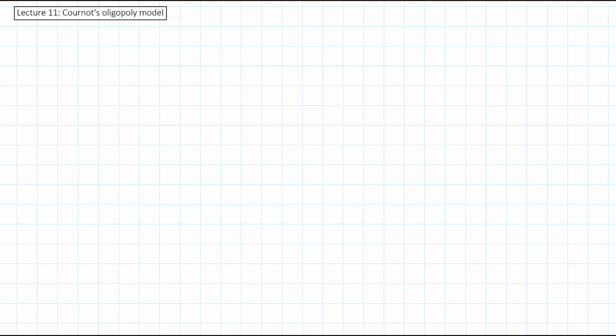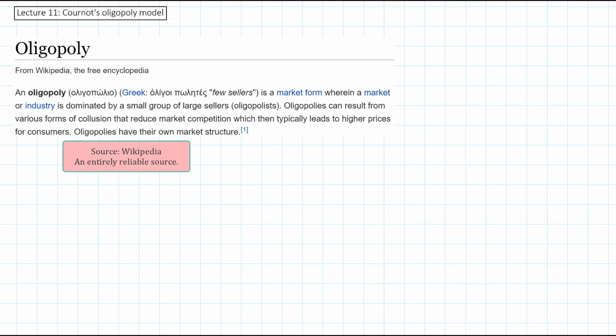Hello! Last time, we introduced the best response function as a tool for finding a Nash equilibrium. In this lecture, we will discuss Cournot's oligopoly model as an example of this. Oligopoly means that a small number of firms dominate a certain market.